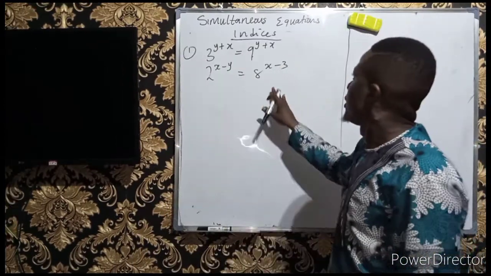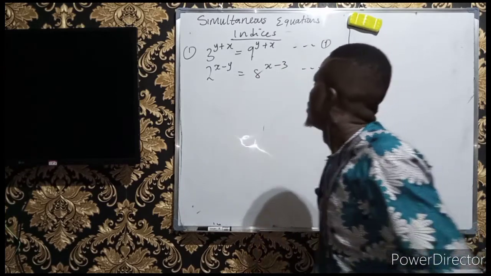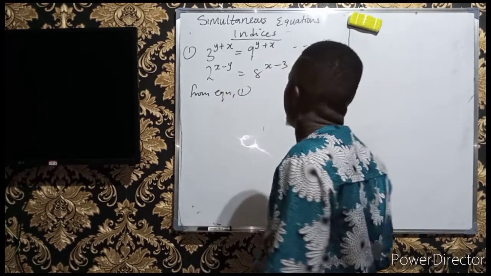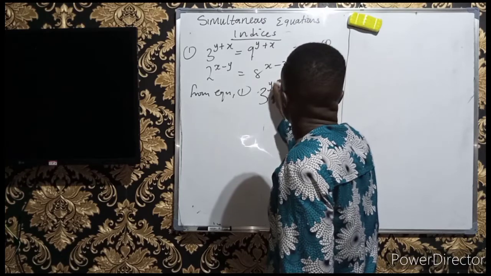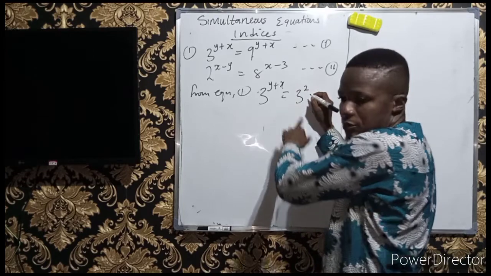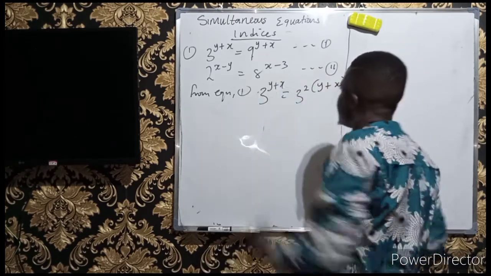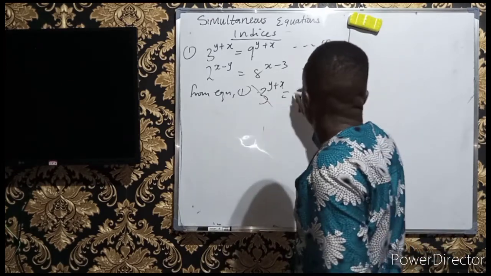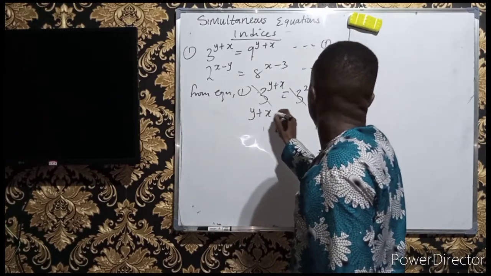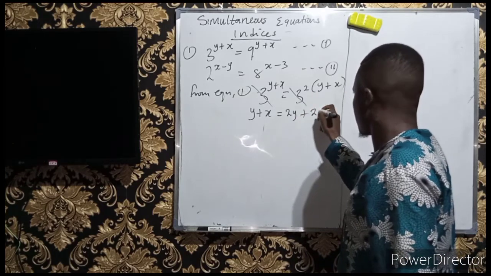We are heading into the category that involves indices. This is equation 1 and this is equation 2. Now from equation 1, I can see that 3 to the power of y plus x is, seeing 9, I'll make it to be 3 power of 2, because 3 power of 2 gives us 9. Then bracket y plus x. This cancels out. So I shall have y plus x equals 2 times y is 2y, 2 times x is 2x.